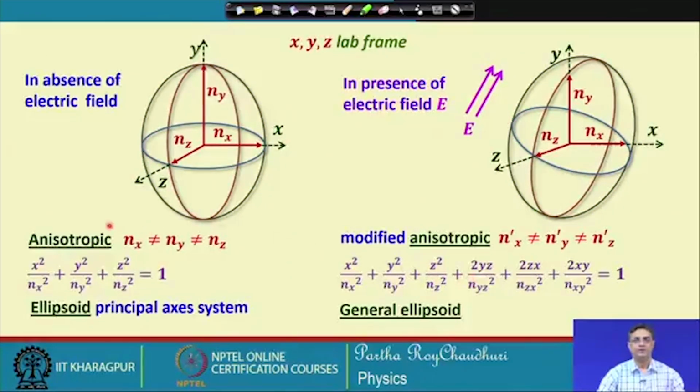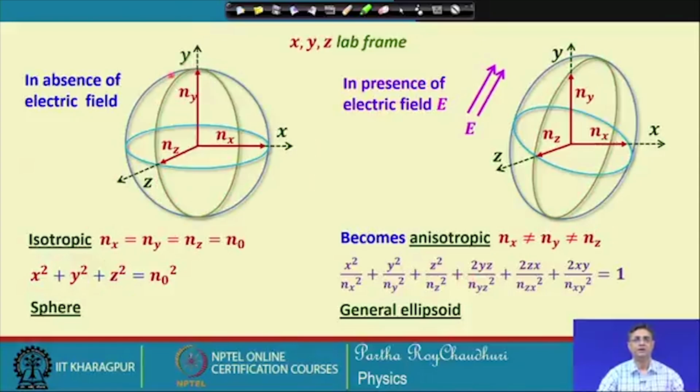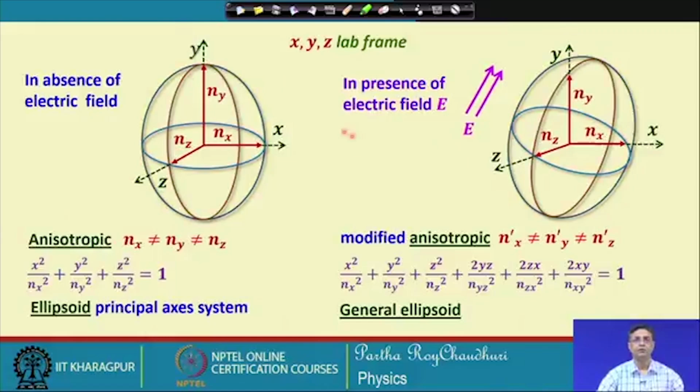Okay. This was the case when the medium was isotropic, and it may become anisotropic under the influence of an external electric field. But if we already have an anisotropic medium in absence of the electric field, it may be a biaxial system, that is n_x not equal to n_y not equal to n_z. Then the ellipsoid equation is represented by this equation, where n_x, n_y, n_z all are different, but this is in the principal axis system.